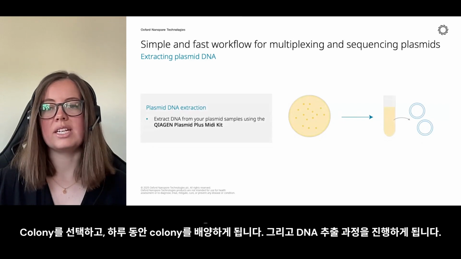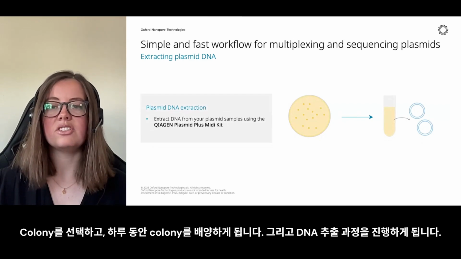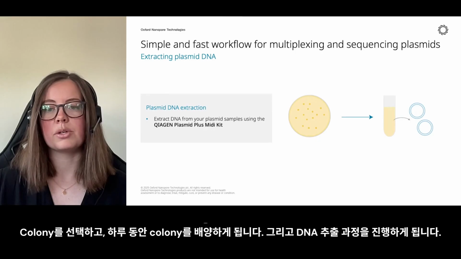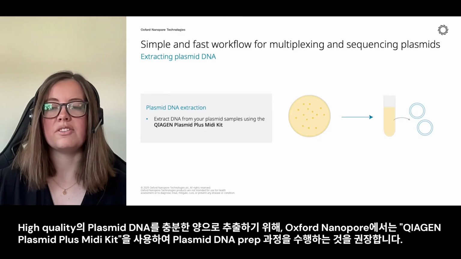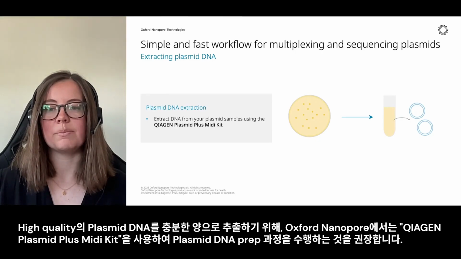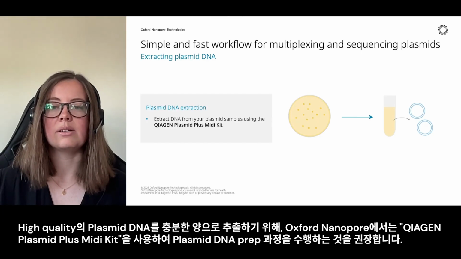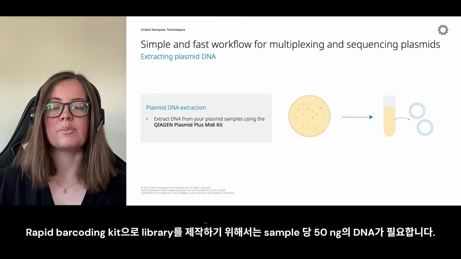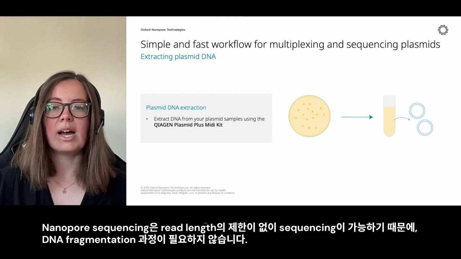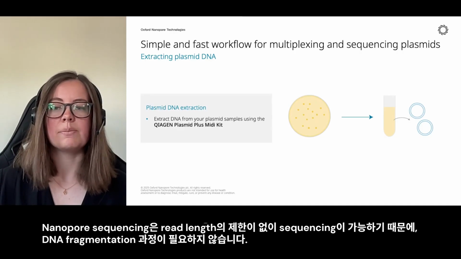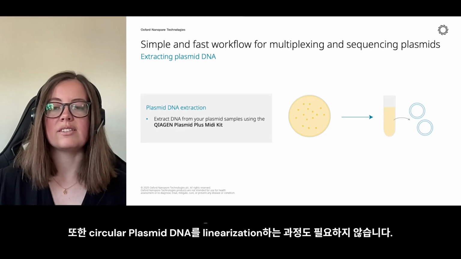After choosing your colonies and culturing them overnight, the next thing to do is perform a DNA extraction step. For this, we recommend using the QIAGEN Plasmid Plus MIDI kit, which enables the extraction of reliable quantities of high-quality DNA. You'll require 50 nanograms of DNA per sample to take forward into library preparation. As there's no limit to nanopore read length, there's no need to fragment your samples here. We also don't need to linearize circular plasmid DNA, as this step will take place during library preparation.